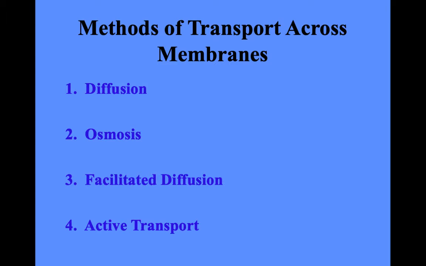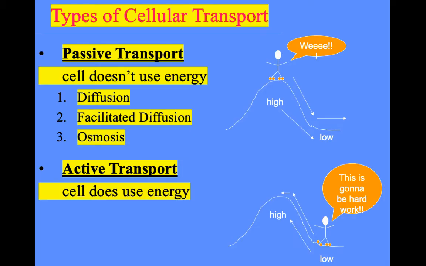We're going to learn about 4 types of movement across the cell membrane: diffusion, osmosis, facilitated diffusion, and active transport. There are 2 main categories of cell transport: passive transport and active transport. In passive transport, substances move across the cell membrane without using any of the cell's energy. And processes of diffusion, facilitated diffusion, and osmosis are all examples of passive transport. Active transport, on the other hand, requires the cell to spend some of its energy to get work done.